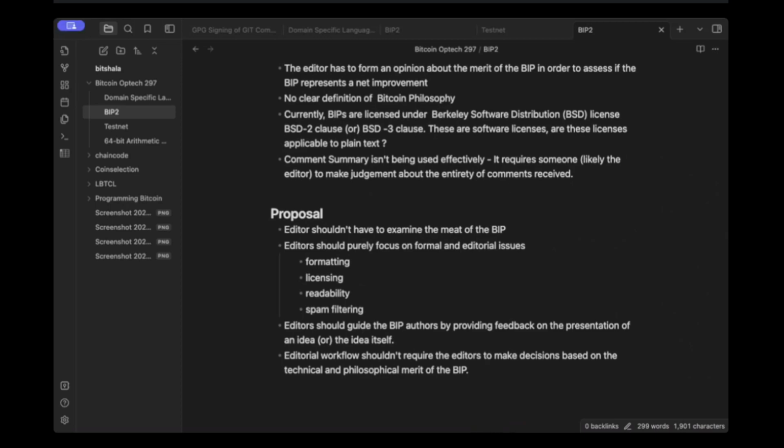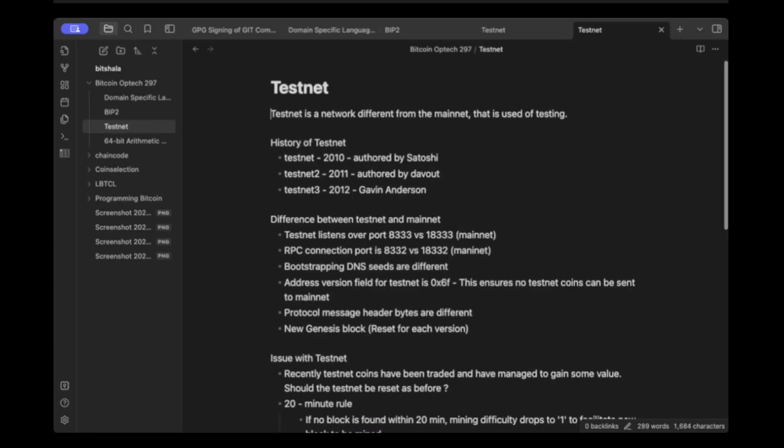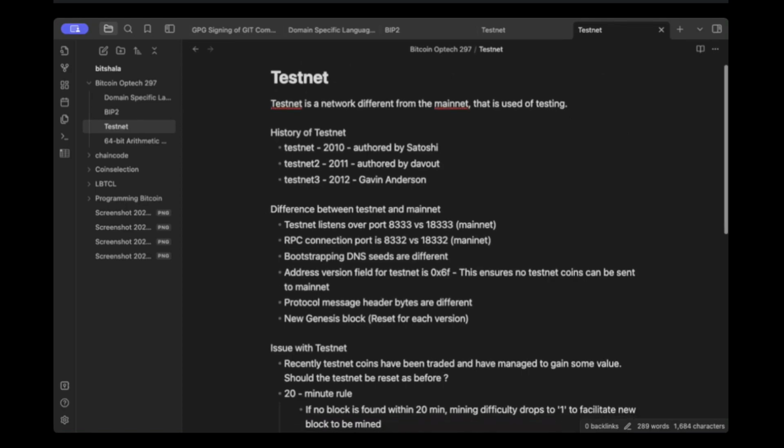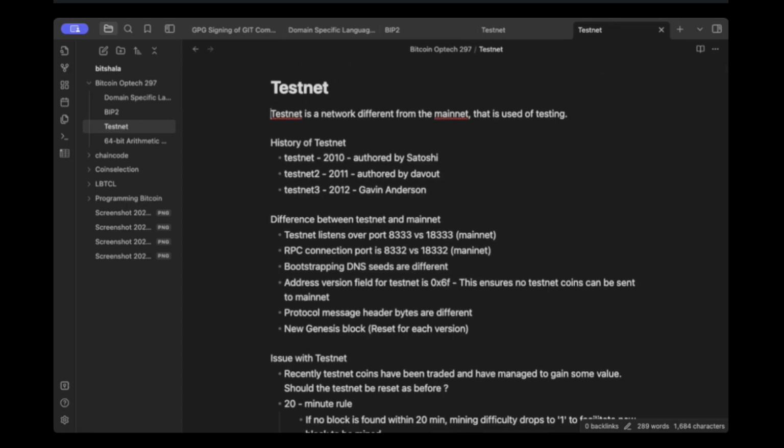Okay. So moving on, the next news item is about testnets. So this was quite interesting. I learned a lot about testnets today. Okay, so we'll just have a brief look at testnets, their history, how they are different from mainnet, and what are all the current issues that testnet is facing. So it's just a network that is different from mainnet, and it is used for testing. That's a very simple definition of testnet.